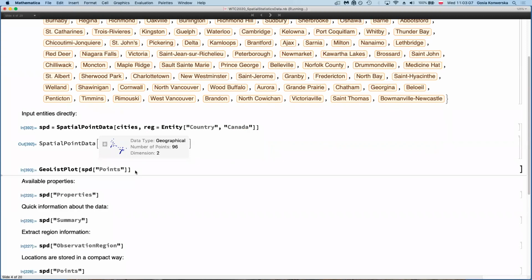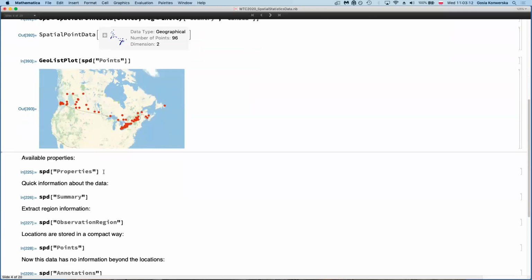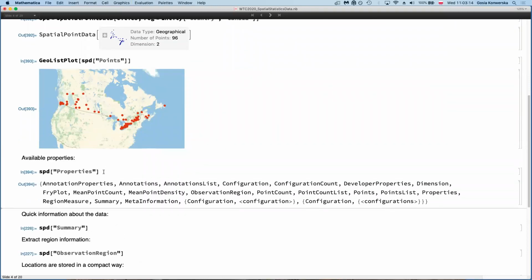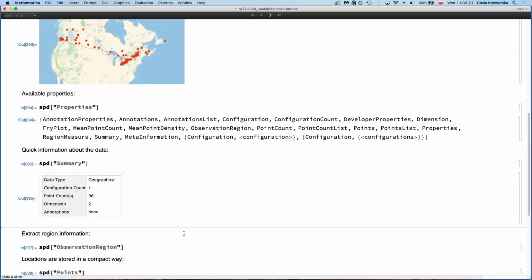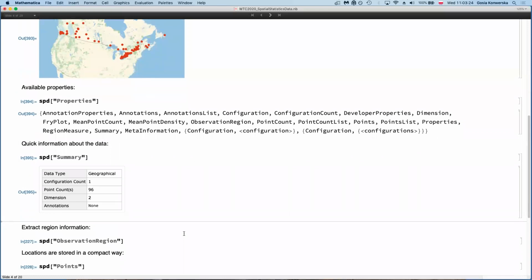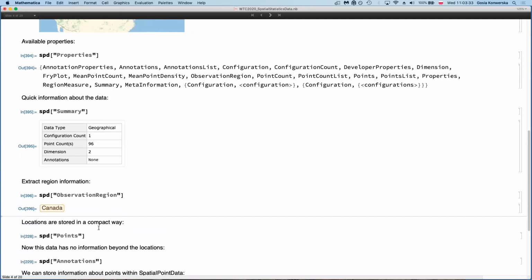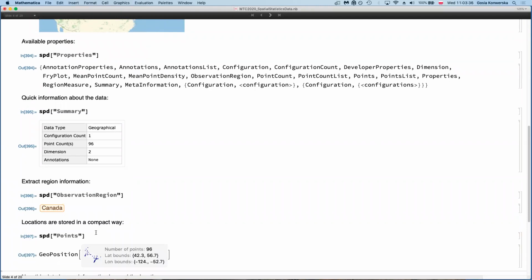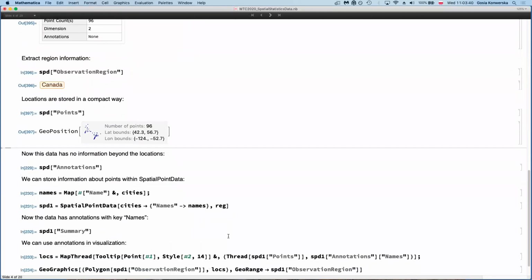We can then just plot the points using GeoListPlot. And we can extract more information from the spatial point data via properties. The quick information about the data is under the summary, which gives us similar information to the elided form, but also tells us about the annotations, and we see that there are no annotations. And we can extract the observation region and look at the points. And this is geographical data, so the points are stored in a compact way in a single GeoPosition.